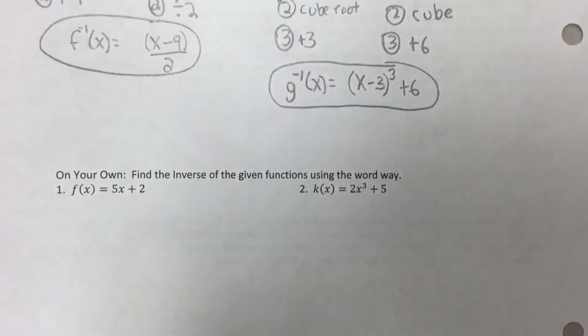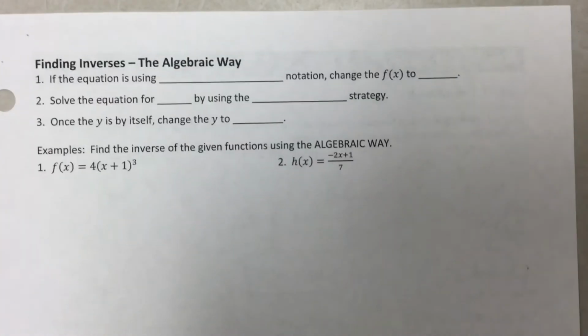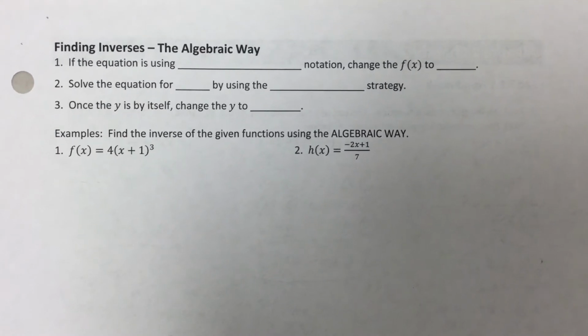All right, you can try these other two on your own. And then there's also another way that you can find inverses, and that's what's called the algebraic way. For right now, it's up to you, but eventually we do want to get towards the algebraic way. But for now, you can do either the word way or the algebraic way.